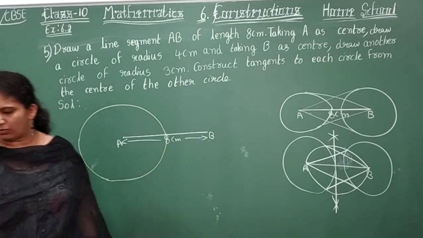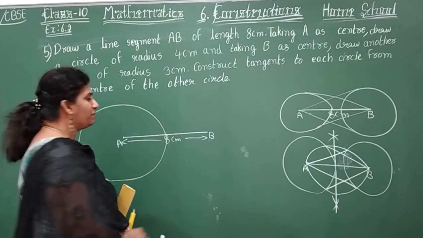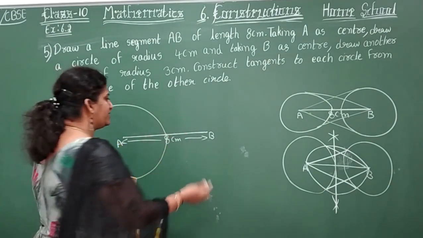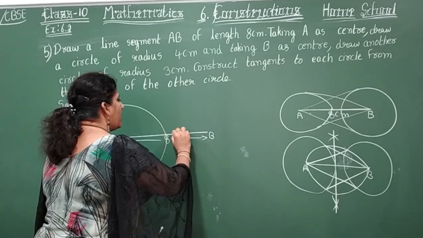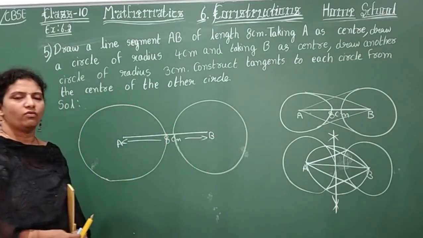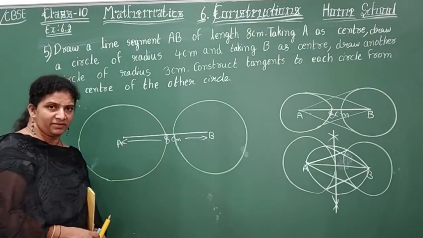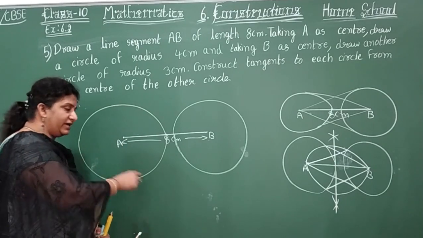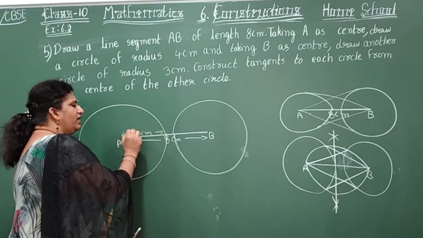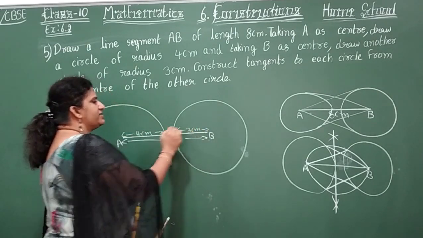Okay. Now what we are going to do here children? B as a center, how much? This is 3 centimeters. Take 3 centimeters and then do another circle. What is your first step? Draw a line segment AB of length 8 centimeters. With A as center, 4 centimeters radius, draw a circle. And with B as center, 3 centimeters, draw a circle.